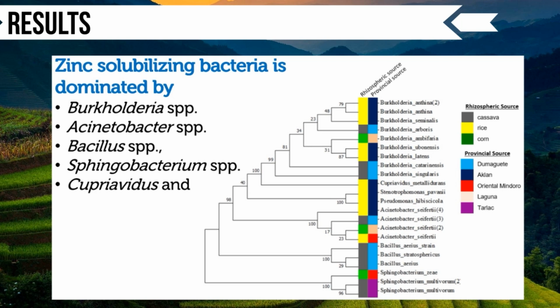Diversity analysis revealed the lack of diversity in zinc solubilizing isolates despite them coming from different provinces and being geographically isolated from each other. They are dominated primarily by the genera Burkholderia, Acinetobacter, Bacillus, and Sphingobacterium, and they were present in 3 provinces, namely Dumaguete, Laguna, and Oriental Mindoro. Zinc solubilizing Burkholderia, on the other hand, was only found in the provinces of Aklan and Dumaguete.